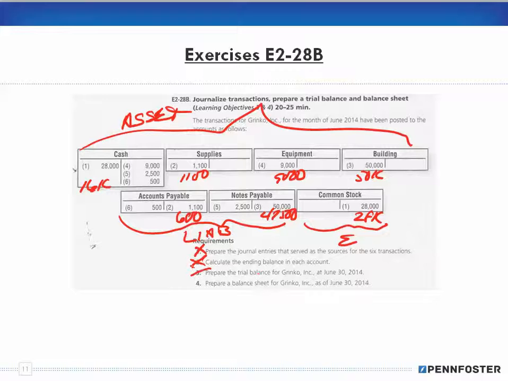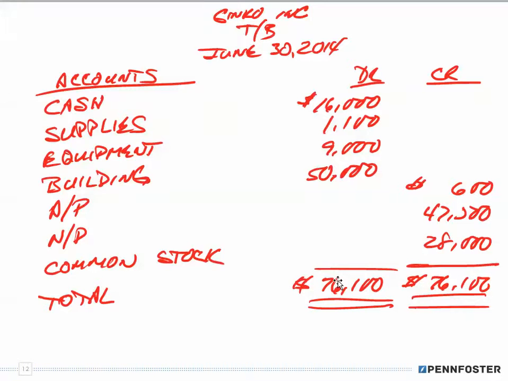Right, so we prepared a trial balance, and now it says prepare a balance sheet as of June 30th. Okay, so what we're doing is we're taking this information, which is our trial balance, and these are ledger accounts with the balances in those accounts, and we use that information in order to create our financial statements. Well, with this information, we don't have any revenues or expenses, so we don't have an income statement. And because we don't have an income statement, we don't have a retained earnings account, so we don't need a statement of retained earnings. And all we're left with is creating a balance sheet.